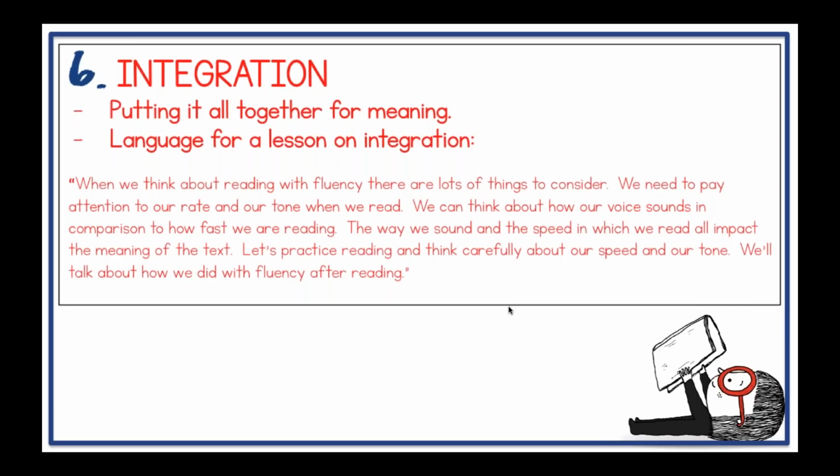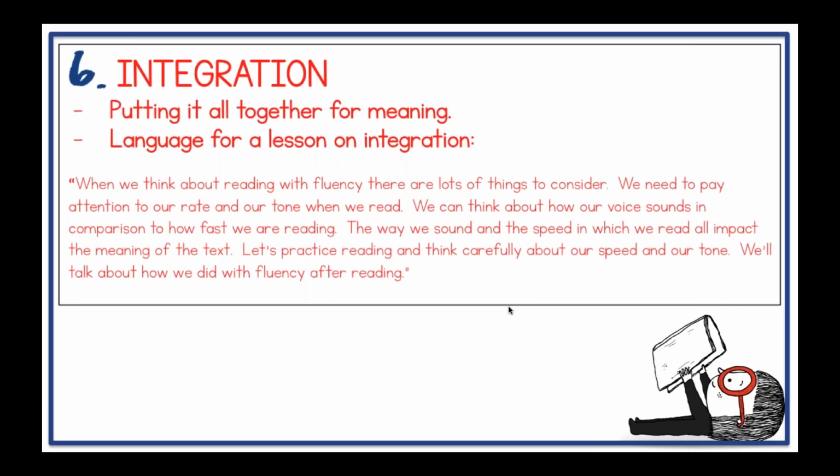Now you can do a couple things here. You can model this for the class and show it done the right way, show it done poorly, put it all together. How is my rate? How is my tone? How is my stress? How is all of that going together? And then you can have the kids practice with partners, and they can be reading together with a partner right there in your whole group, and then talk about how your partner did with reading and how their fluency sounded. And you can also do this in little groups too. So you can talk about fluency and integration and putting it all together here with this last characteristic.